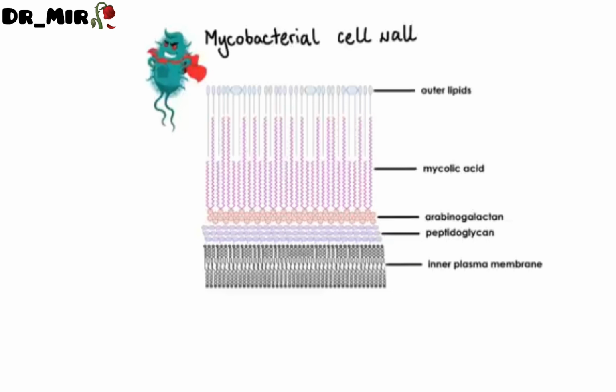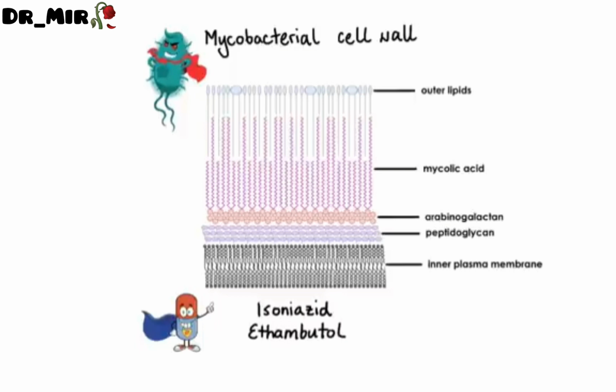Now, because this cell wall is essential to the survival of mycobacteria, a couple of antibiotics have been developed to disrupt its integrity. The 2 agents that are thought to primarily target mycobacterial cell wall synthesis are well-known anti-tuberculosis drugs, isoniazid and ethambutol. Now, let's briefly discuss their primary mechanism of action.